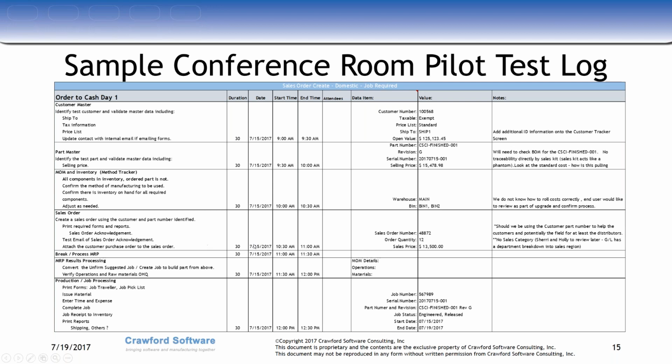We're going in, we create the sales order, we note what sales order number it was, how many we ordered, sales price, and the data item and the value is all, again, dependent upon your own business requirements. This is just an example of what we do.